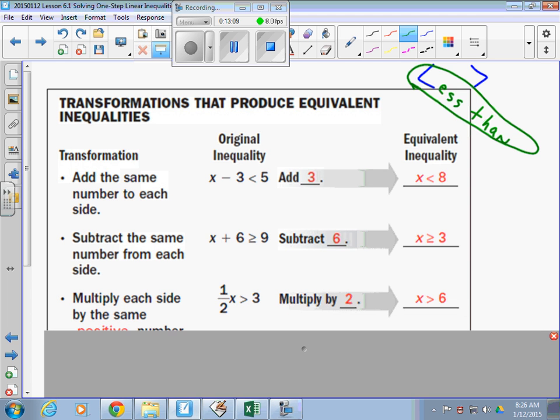The next transformation is multiplying each side by the same number. 1/2 times x is greater than 3. That's multiplying by 1/2, which is the same thing as dividing by 2. You know how to cancel out divide by 2. You multiply each side by 2. So x is greater than 6.